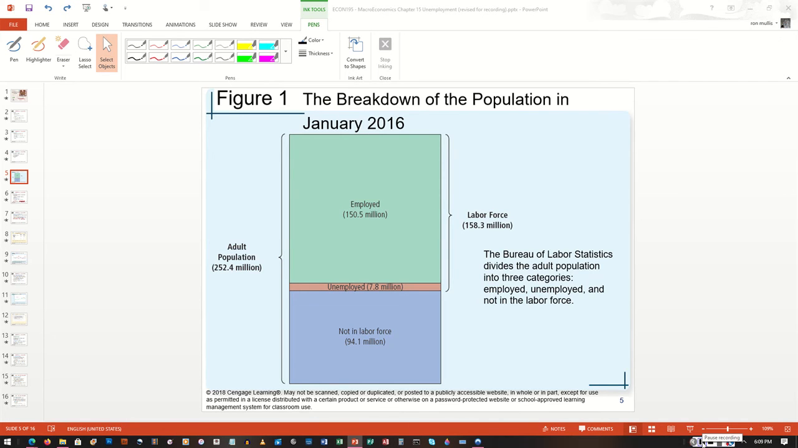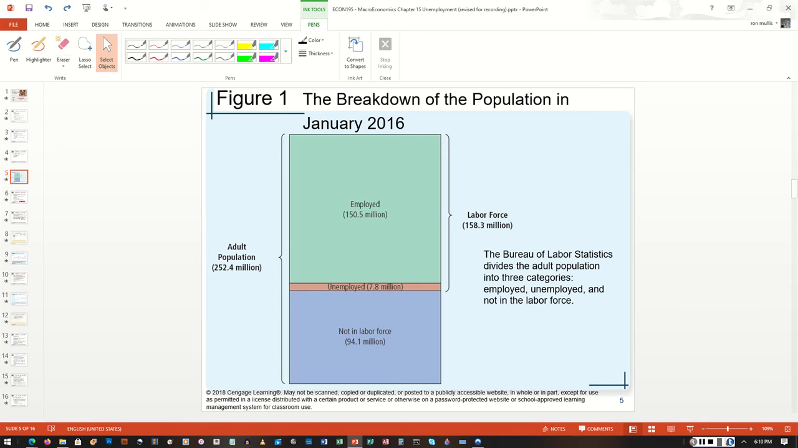Now, if we look at this chart, this is a breakdown of the population in January 2016. The groups that you see on here are the labor force and the adult population. The labor force is the total number of workers. This includes the people that are employed, so you see 150.5 million employed. And then you have the unemployed, which is 7.8 million. The adult population, remember, reflects people who are at least 16 years old. The whole adult population would be 252.4 million.